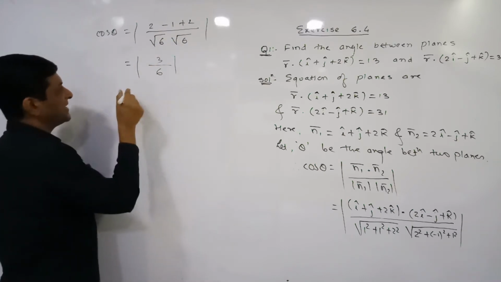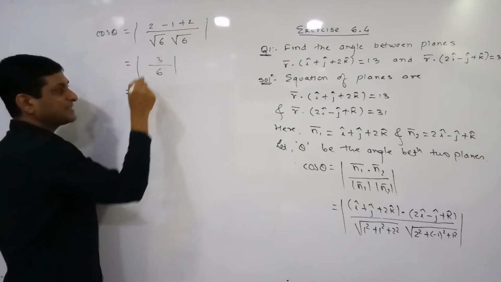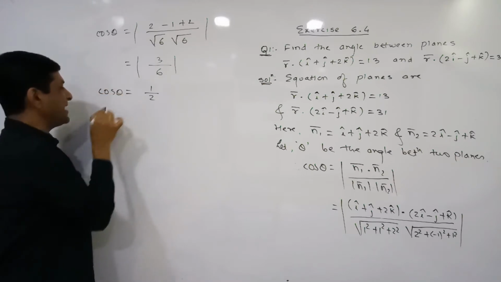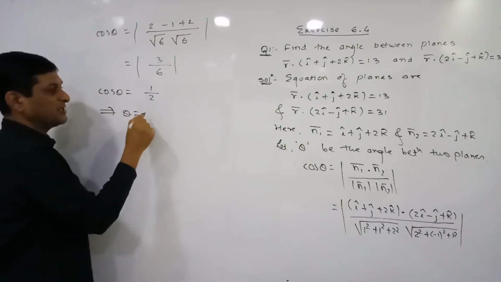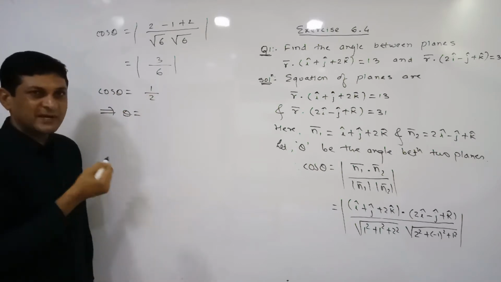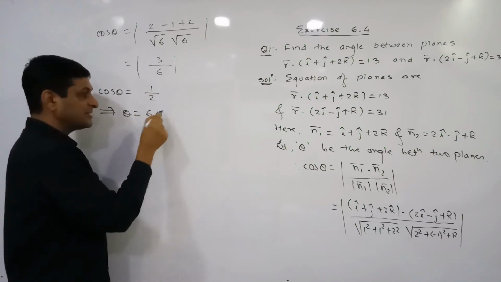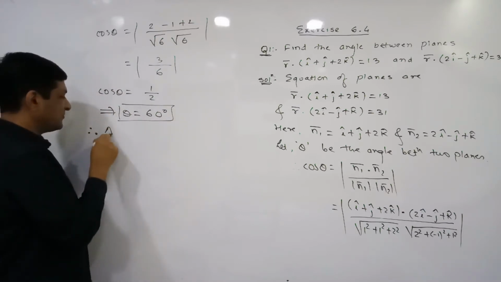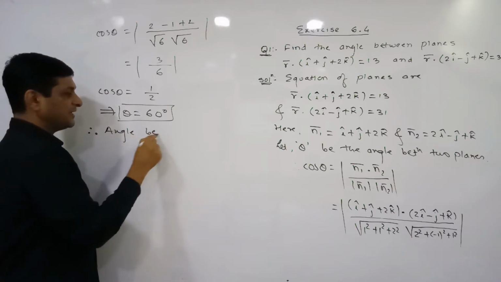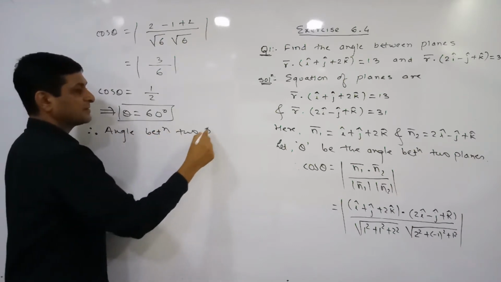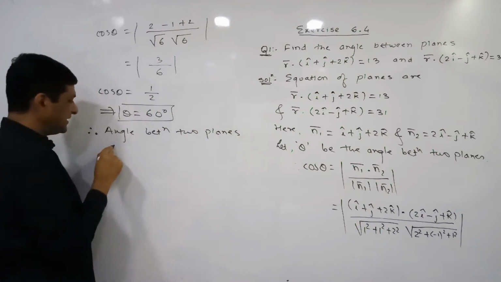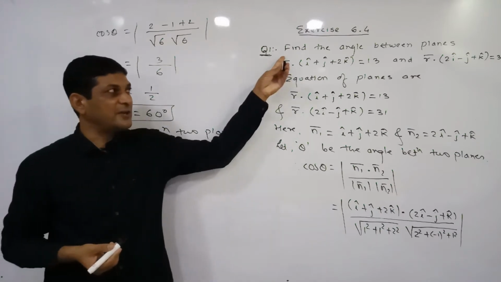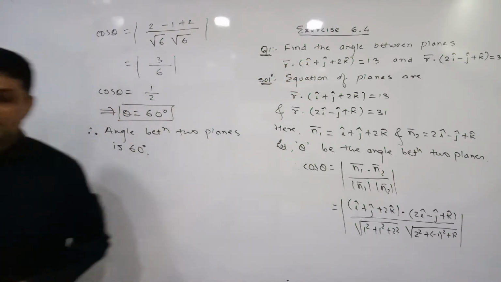So 3 by 6 means 1 by 2, and the mod of 1 by 2 is 1 by 2. So cos theta is 1 by 2. It implies that theta is equal to how many degrees? When the value of cos theta is 1 by 2, theta is 60 degrees. That's why we can say that the angle between the two planes is 60 degrees. In this way we have got our required value, the angle between the given two planes.